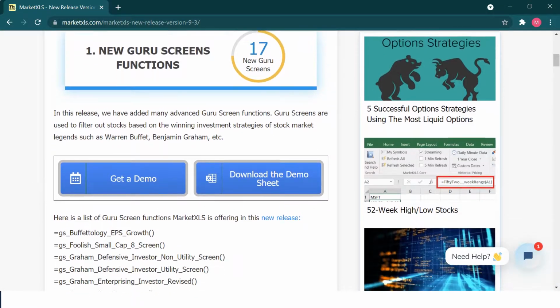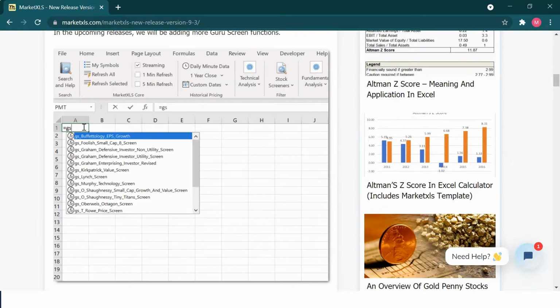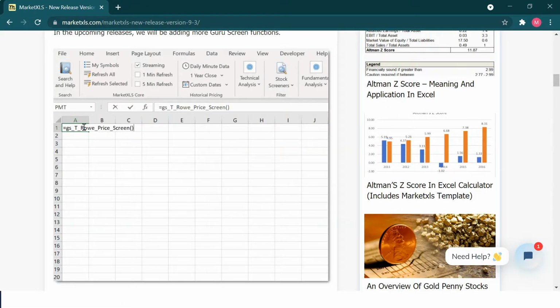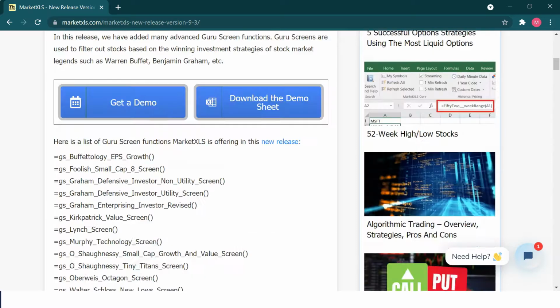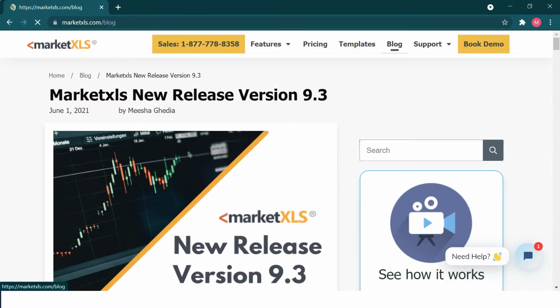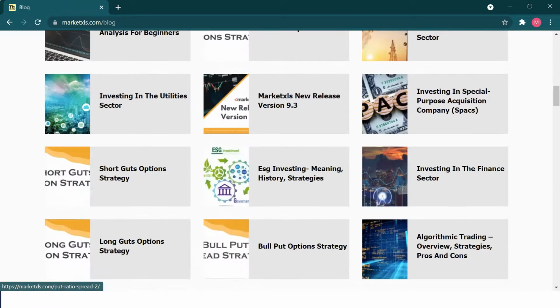MarketXLS also has guru screen functions that filter through all stocks to get you the ones that fit the criteria. If you want to read more about this topic, please visit the MarketXLS website, which has hundreds of blogs and templates.